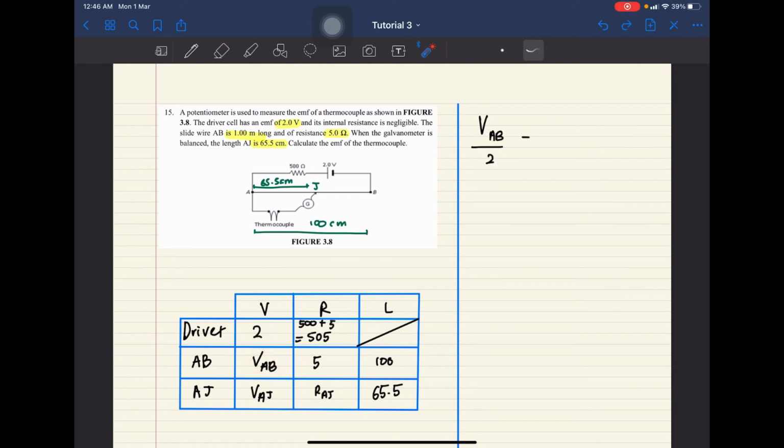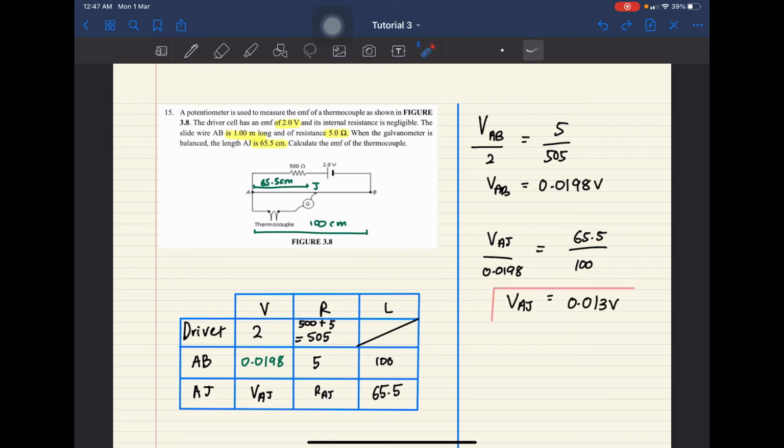VAB over 2 equals 5 over 505, and then press your calculator, you should get 0.0198 volt. That one is the value for VAB. So I'm going to replace that one as 0.0198 in the table here. And now I can solve this part. So it will be VAJ over 0.0198 equals 65 divided by 100. Again, just press your calculator. You should get VAJ equals 0.013 volt. And this one is actually equal to the thermocouple.